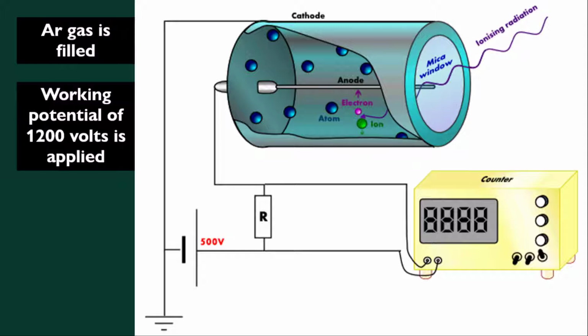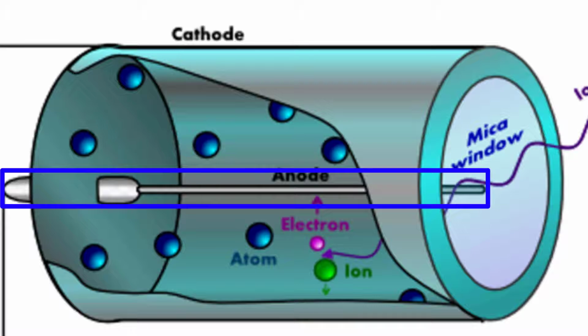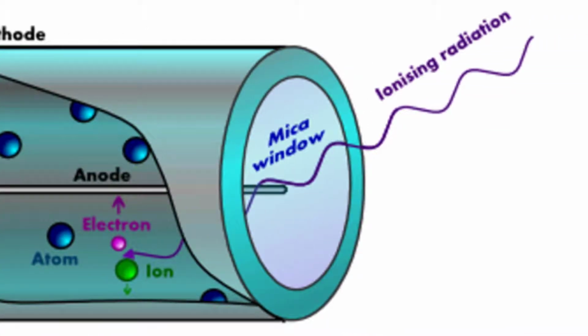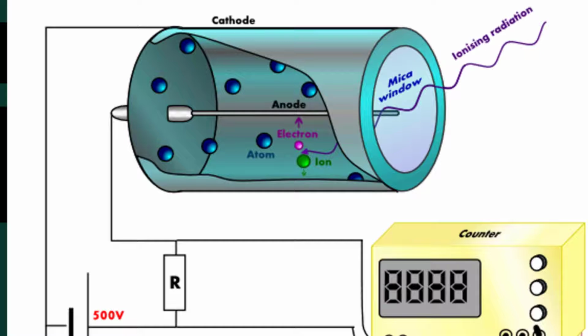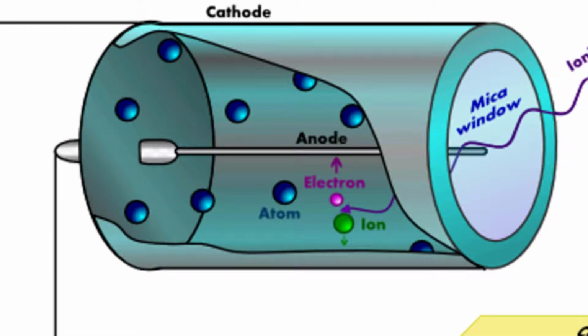If we talk about its construction, it consists of a cathode which is cylindrical or tube-like, while a thin tungsten wire fixed on the axis of the cylindrical tube shell serves as the anode. The radiations enter the tube through a thin micro window made of mica. The tube is filled with gas, usually argon gas at very low pressure. Further, a working potential of 1200 volts is applied between the inner wire and the outer tube, I mean cathode and anode. The inner wire is the anode and the outer tube is the cathode.